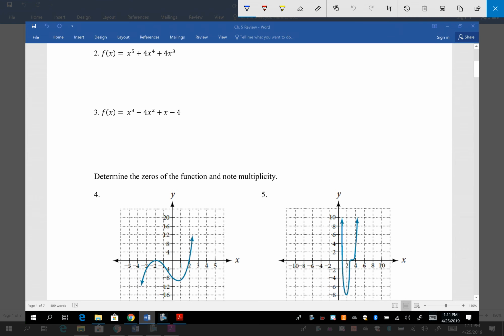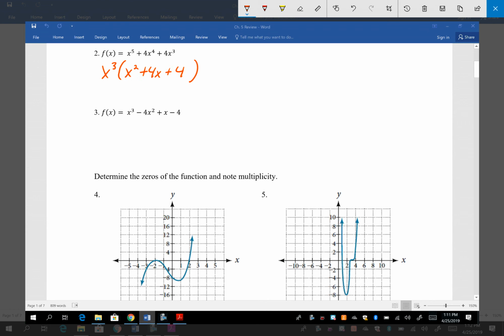When I look at number 2, I immediately see that all three terms have x. What's the lowest exponent for x in any of those? X cubed. So I'm going to factor out x cubed. What's left when I factor out x cubed? X squared plus 4x plus 4.